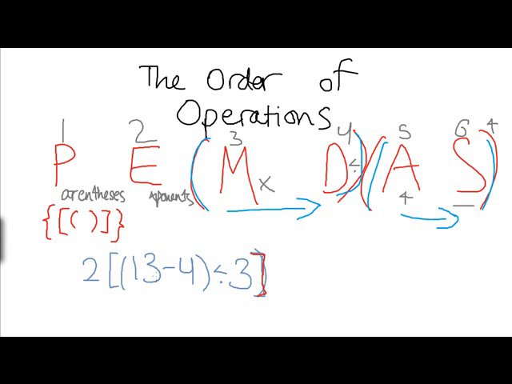Anyway, so how would you do this? Well, you take the parentheses first. 13 minus 4 is 9. So it's 2 times 9 divided by 3. What's wrong with my division sign? Anyway, so what do you do next? Well, you gotta do these parentheses too. So 9 divided by 3 is 3. So what is 2 times 3?